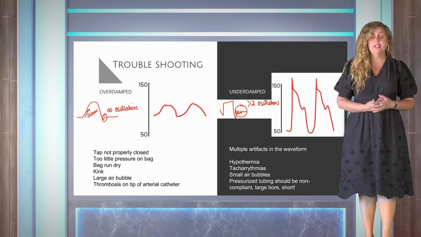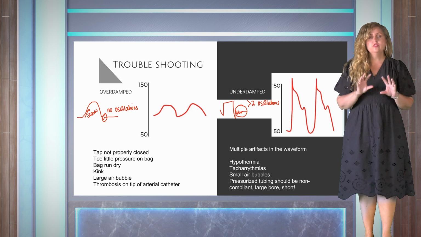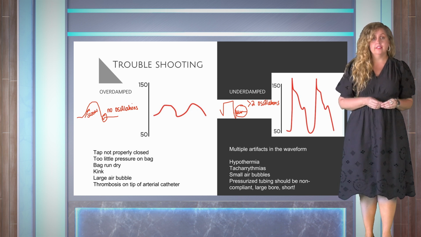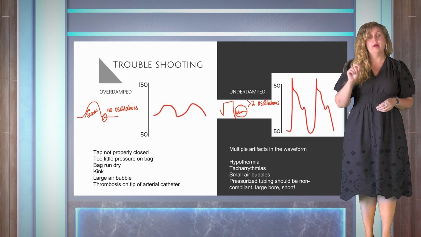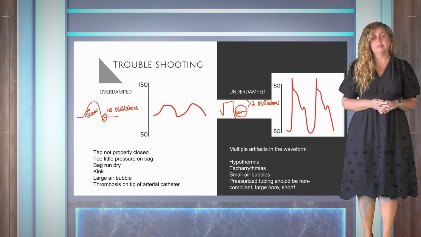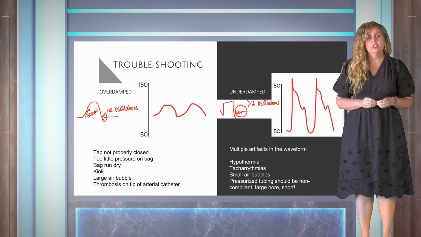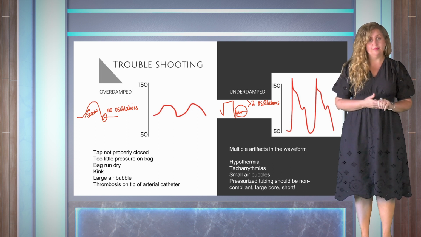Okay, so now that you understand the difference between overdamped and underdamped, once you've identified that based on the oscillations and of course that slow upstroke of the square wave, it's time to troubleshoot. This needs to be corrected so that we can get back to normal and have more reliable, accurate readings. So let's have a look first at overdamped.